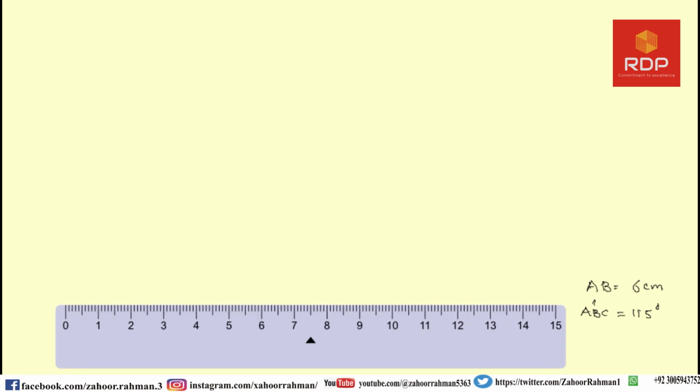Let me draw first AB, and that is equal to 6 centimeters. So let us go and draw it, 6 centimeter, and let us label it AB, and this will be 6 centimeter.